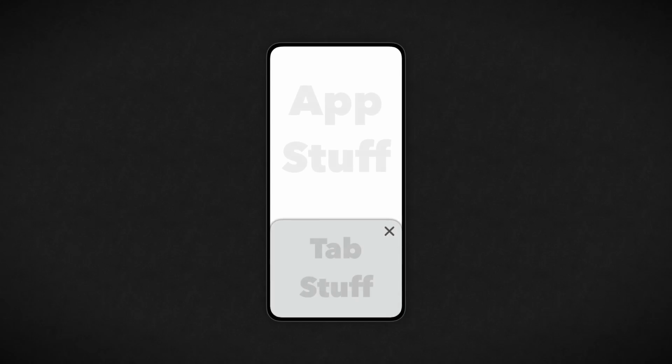Okay, so let's say you have an app with app stuff and a tab thing. If you open the tab thing, there is, as you would expect, tab stuff. And let's say the tab stuff is actually a switch. You switch it on and close the tab thing. And now, when you go to open it again, what do you expect to see? Is the switch going to be on or off?